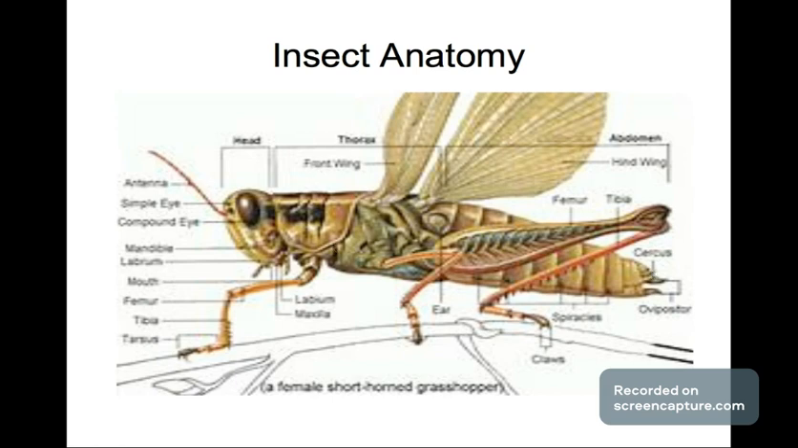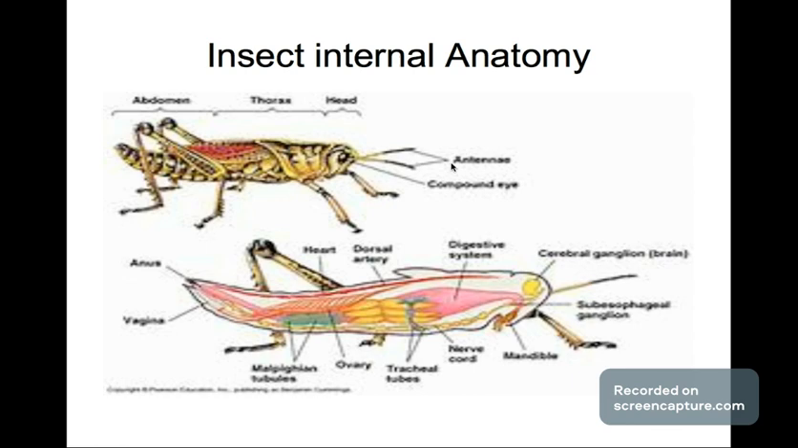And we see this is the mouth, simple eyes, compound eyes, antenna, and all this stuff. So now we got into the basics of the external anatomy. Let's get into the internal anatomy of this grasshopper.